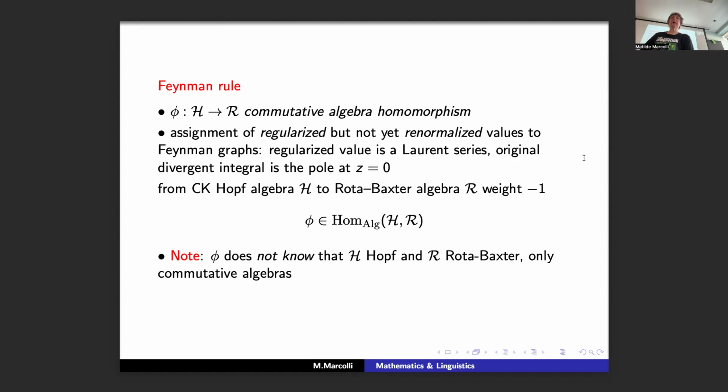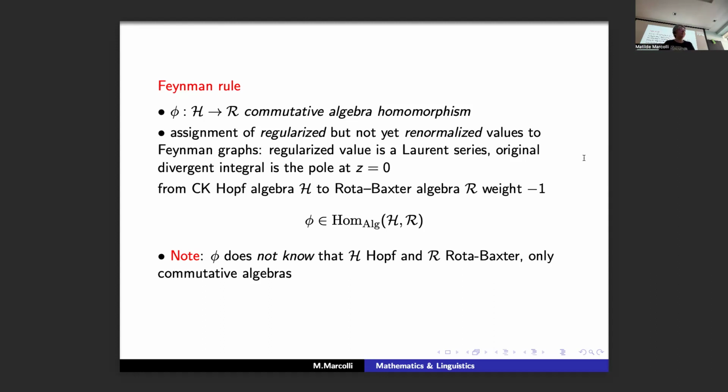And in particular, such a map is completely oblivious to the fact that H also has a coproduct. It's not just an algebra. And R also has this Rota-Baxter type projection. It's not just an algebra. But phi doesn't see any of those. Phi is just seeing the product structure of the algebra, which is this completely trivial product structure, which is just putting it together by the disjoint union in the case of the graph.